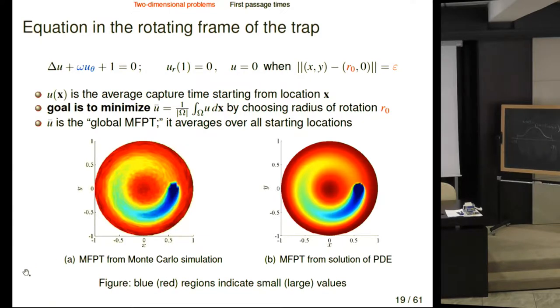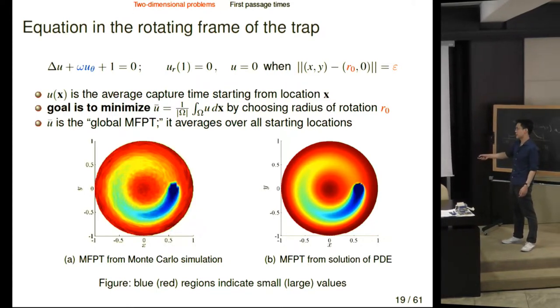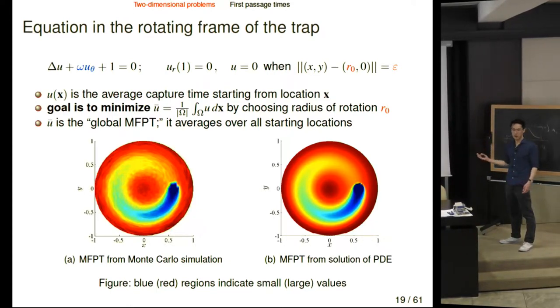The derivation I'm not going to go through, but essentially we stay in the moving frame of the trap, and then we bias the random walk in the other direction. That's exactly what this term does. This says that the trap is located at r naught on the x-axis, away from the origin, and its size is epsilon. We're going to take epsilon small. The goal is to minimize this quantity here, the global mean first passage time, by choosing r naught for any given omega.